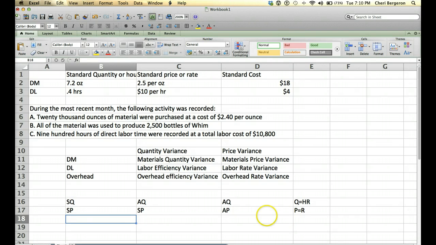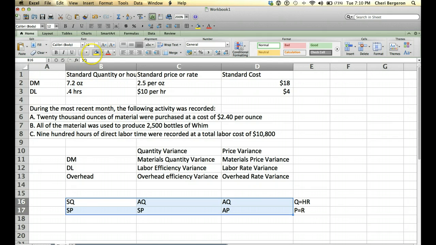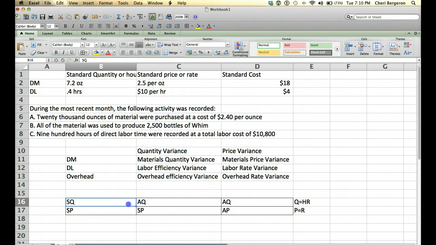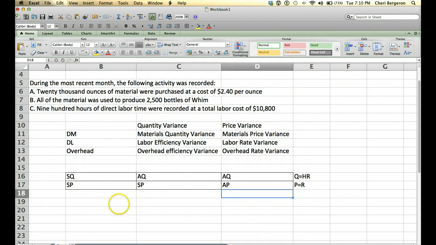All right, so now that we have these set up, what we're going to do with these is that when we look at the first four, when we look at these together, we're looking at quantity variances. When we look at the next four, so the middle ones are used in both, then we're looking at the price or the rate variances. So here's how we're going to do it.